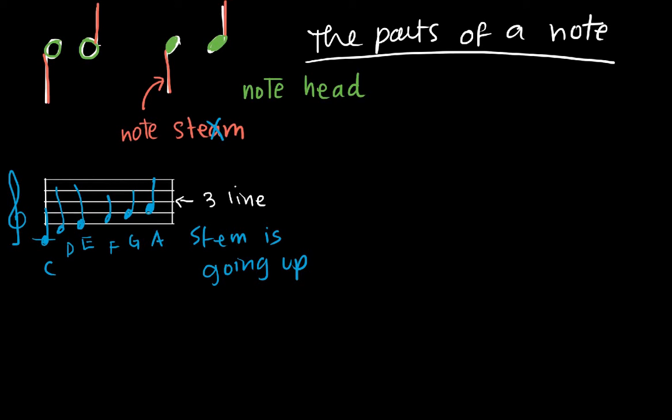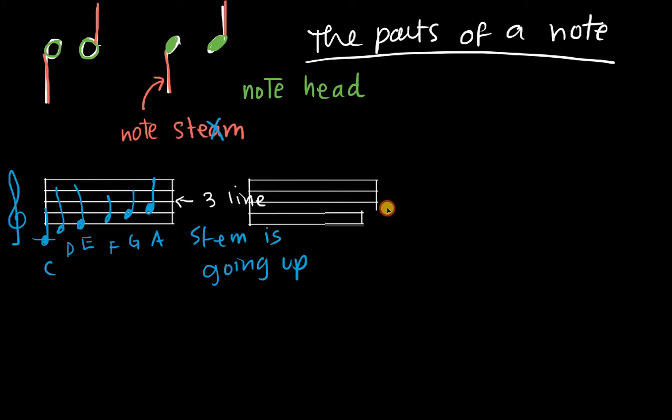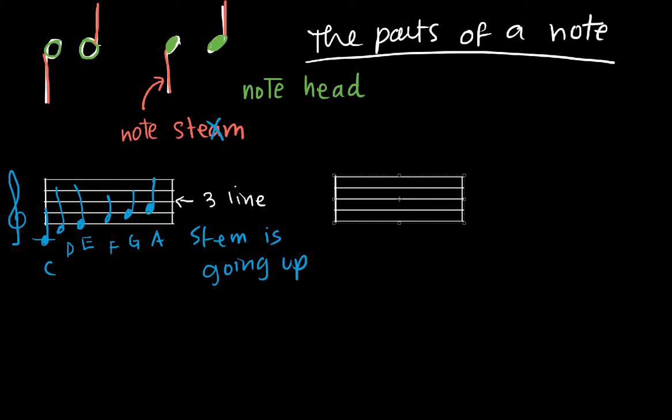Any notes that are above the third line, of course, then have the note stems going down. So again, this is the third line, so we're going to have note stems going down for notes that are above it, even the ledger lines. And these can be half notes or quarter notes.